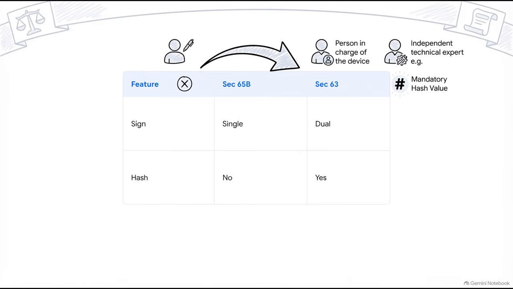But now, under Section 63, subsection 4, we have a dual signatory format. Part A is filled out by the person in charge of the device, and Part B absolutely must be completed by an independent technical expert. And incredibly importantly, it now mandates a hash value.